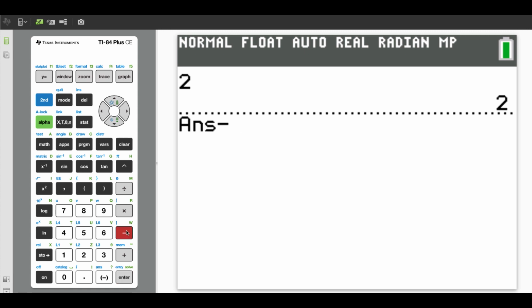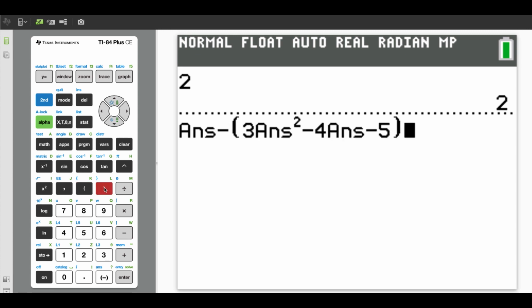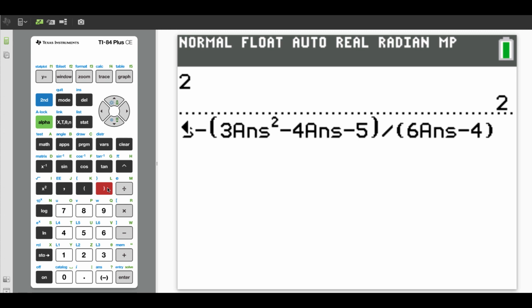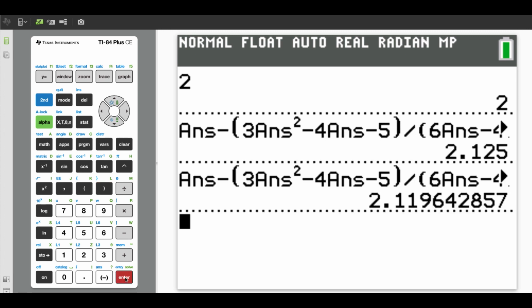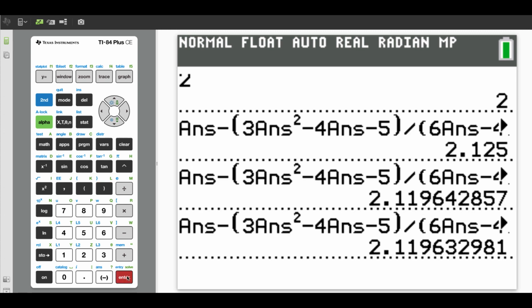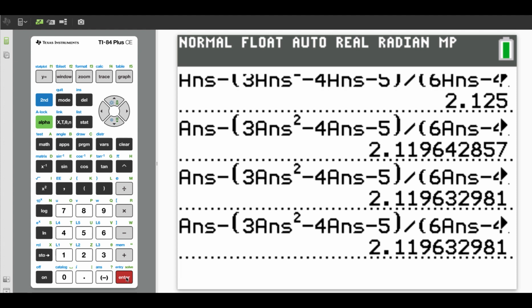We go minus, notice it changes it to answer. The original equation will be up top, and that was 3x squared minus 4x minus 5, parentheses around that, so the order of operations is maintained, divided by 6x minus 4. Again, 6 answer minus 4. And you can see what's happening is within a few steps, you're seeing exactly where it crosses the x-axis. Okay, there it is. We didn't have a change. So that's going to be it.